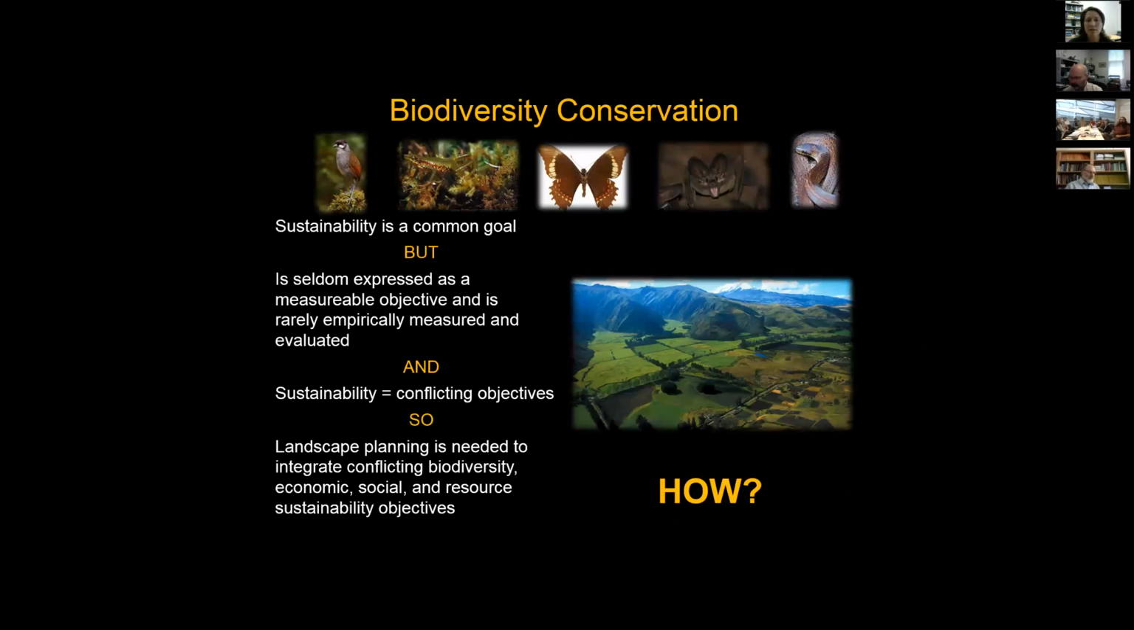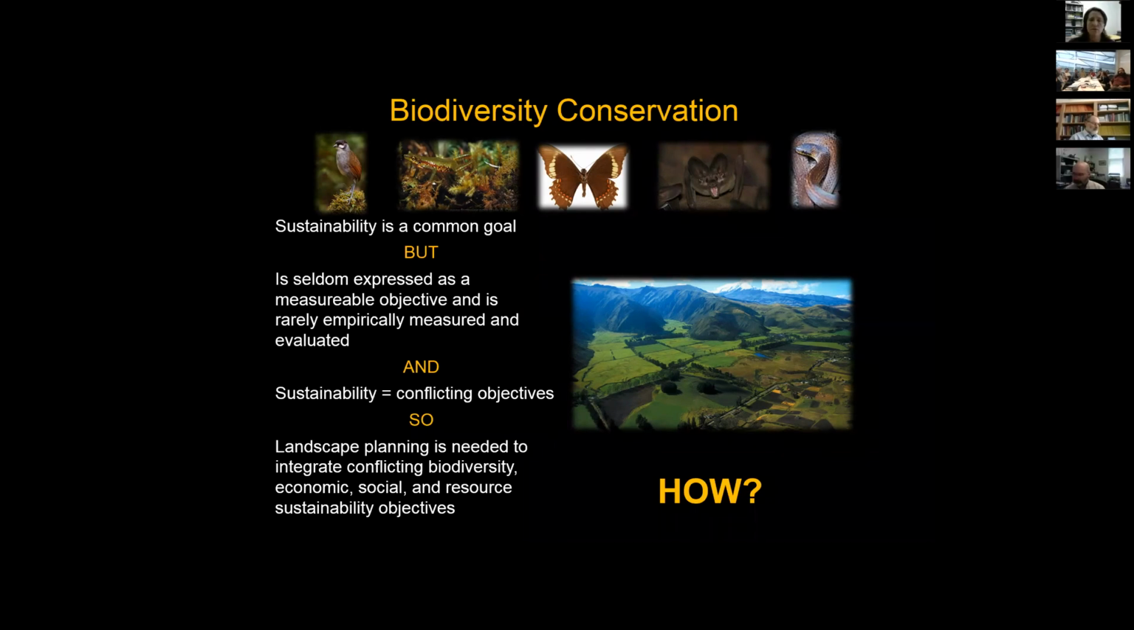Most of the work that I deal with deals with biodiversity conservation. And when we think about biodiversity conservation, sustainability is often expressed as a common goal. But it's seldom expressed as an objective that is measurable, and it's rarely empirically measured and evaluated. And when we think about sustainability, there are a lot of conflicting objectives.